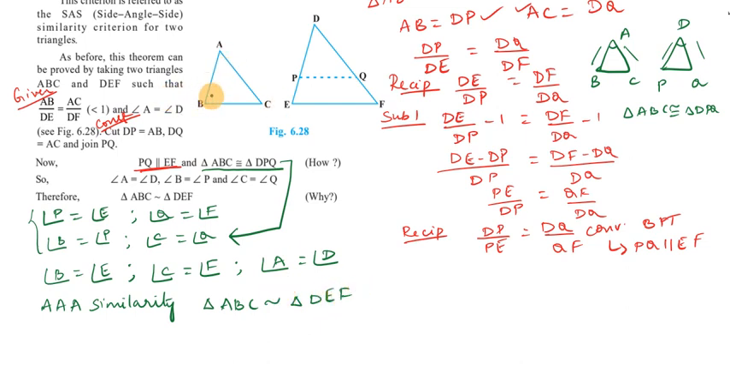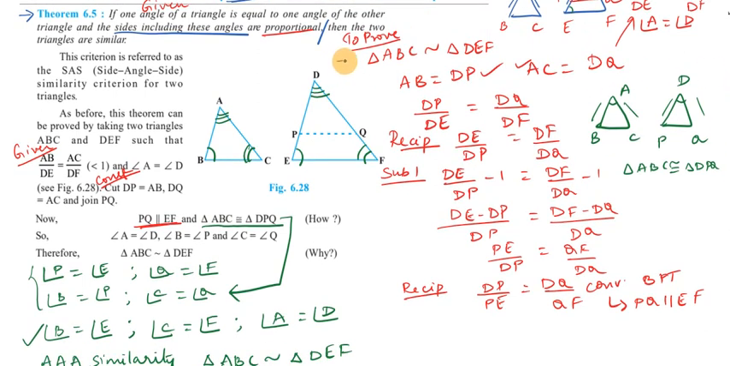So have you proved that? Look at this last step. Angle B is equal to angle E. Angle C is equal to angle F. And angle A is equal to angle D. So I can say through AAA similarity that these two triangles are going to be similar. Now have I proved what we need to do? Yes, this is what we need to prove and we have proved it here. So this is a very simple and a very easy theorem.